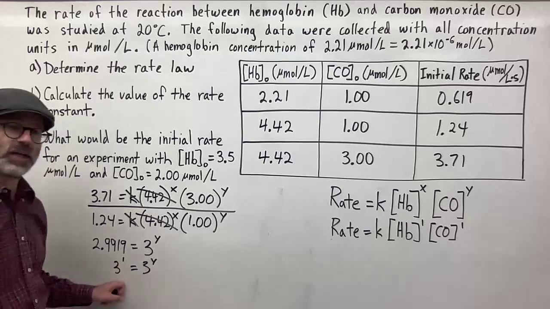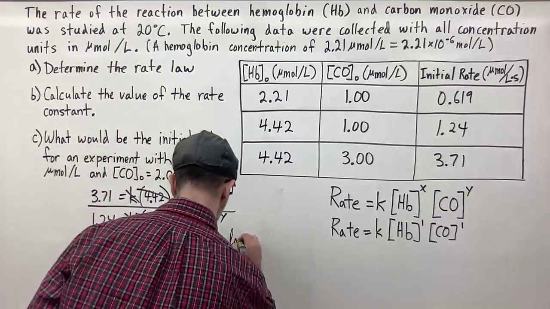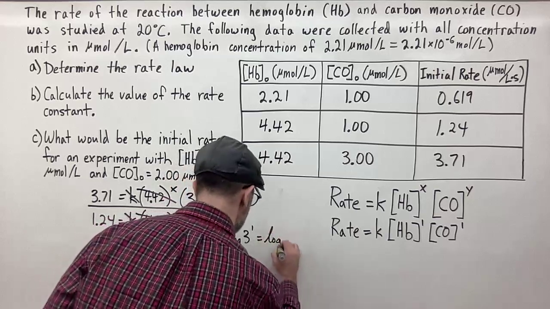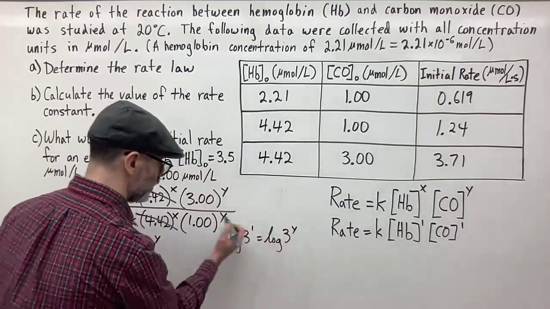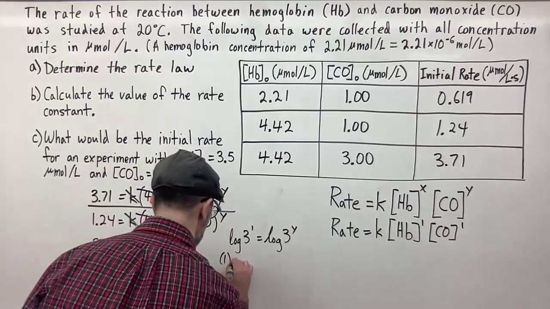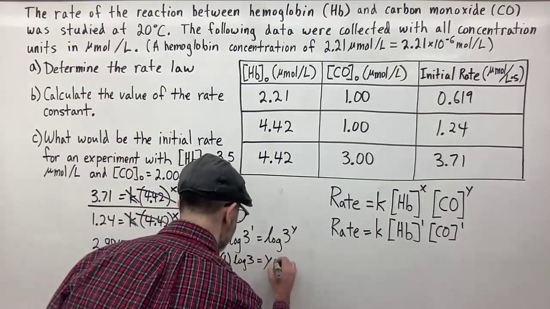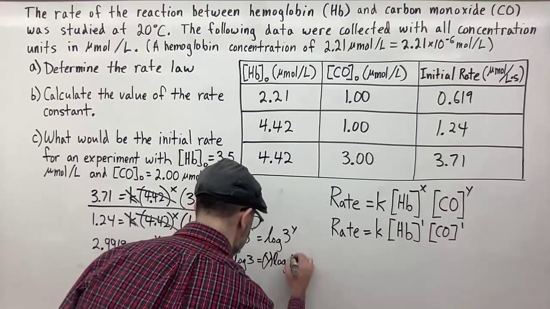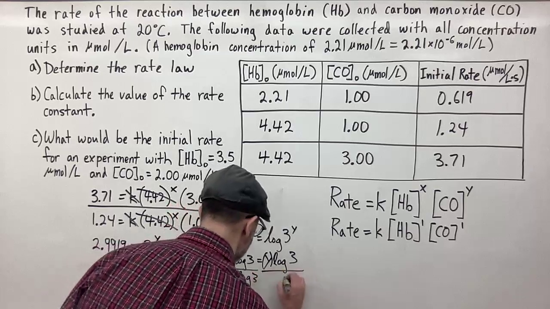But again, we could do the log. We could take the log of both sides. So the log of 3 to the 1 power is equal to the log of 3 to the y. So the exponents can come to the front. So that's going to be 1 times the log of 3 is equal to y times the log of 3. Divide both sides by the log of 3.